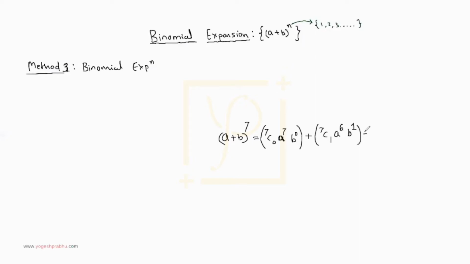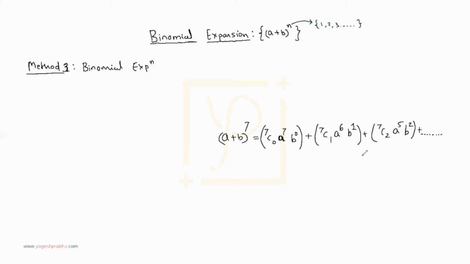Okay, you have to keep on going like this. The next term will be 7c2. After 7c1 you write 7c2. Keep on reducing the power of a, so a raised to 6 will become a raised to 5, and b raised to 1 will become b square. Okay, keep on doing that.